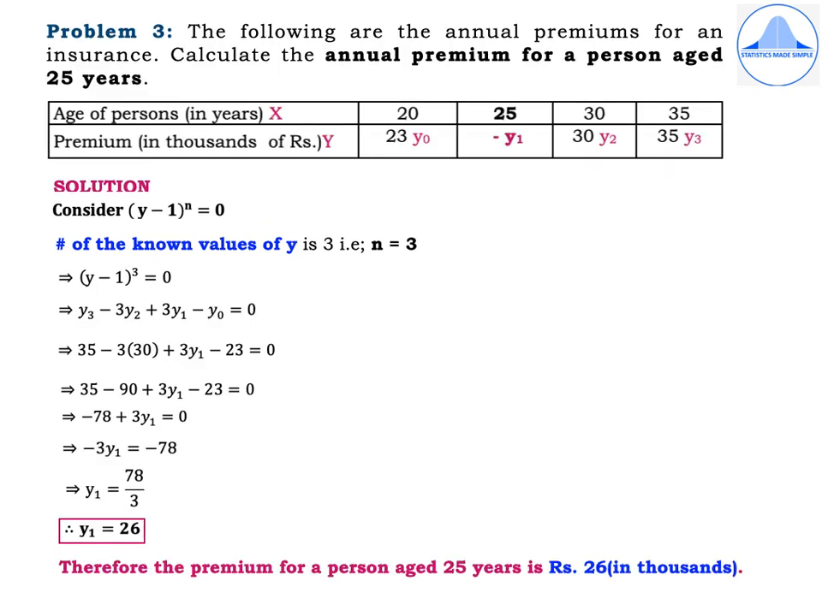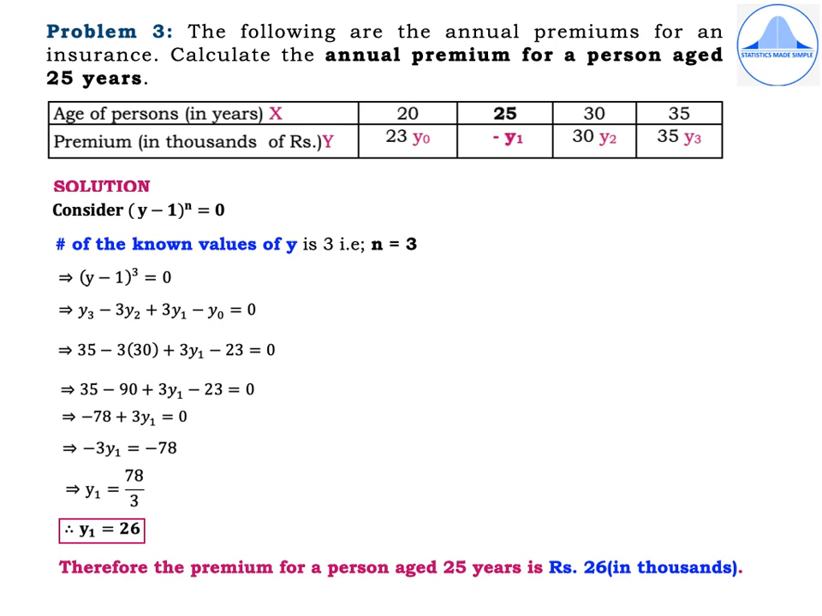Problem 3. The following are the annual premiums for an insurance. Calculate the annual premium for a person aged 25 years. Age of person in years are 20, 25, 30, 35. Premium in thousands of rupees are 23, then you have the missing premium, 30, 35. Mark age of persons in years as capital X and premium in thousands of rupees as capital Y, and the Y values are denoted by Y0, Y1, Y2 and Y3.